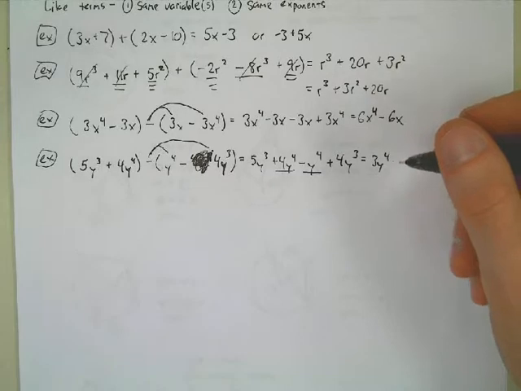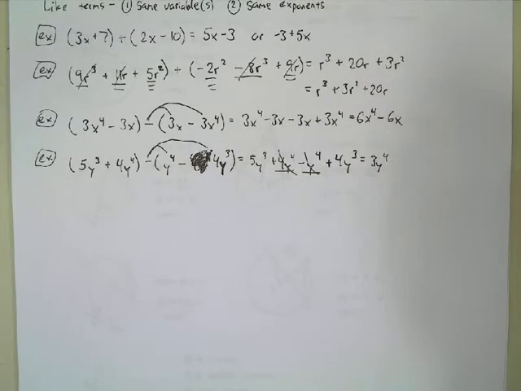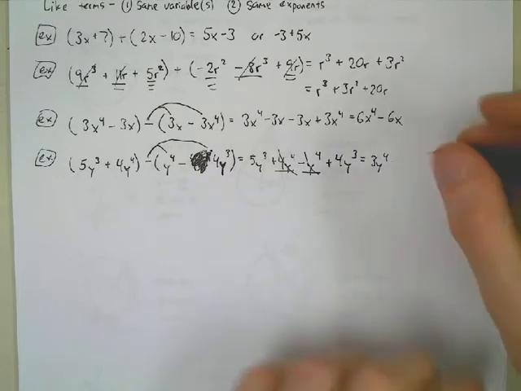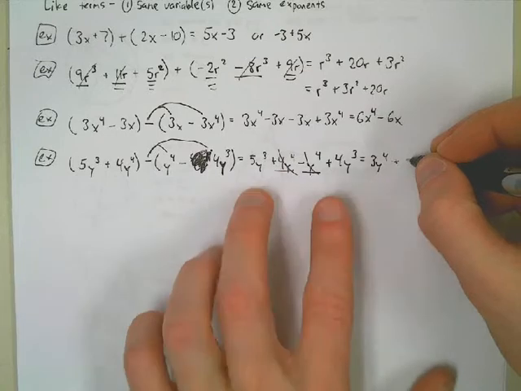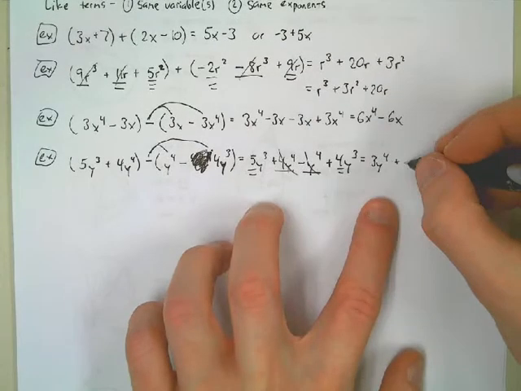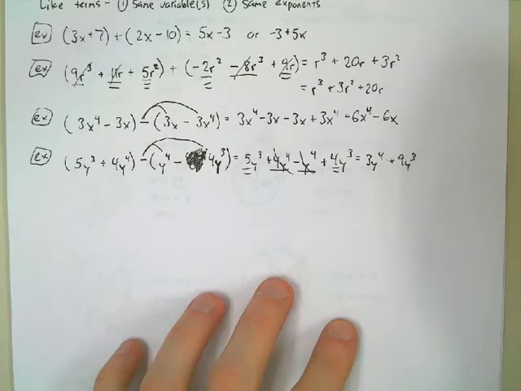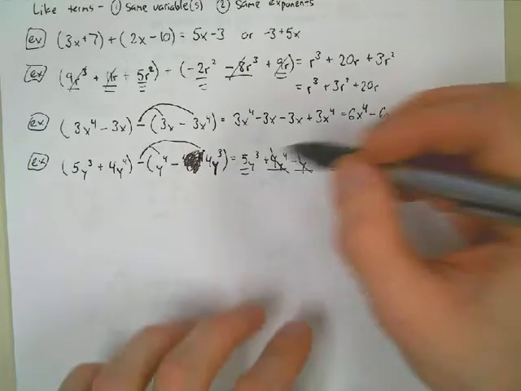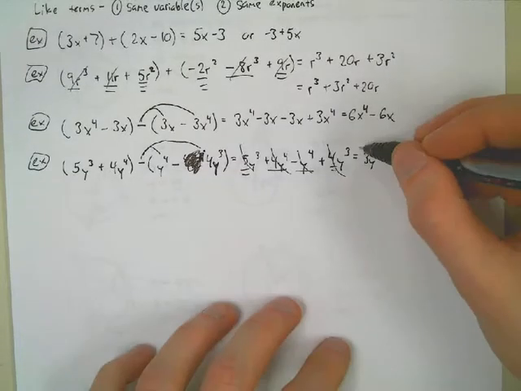Yep. Anything else to combine here? Yeah, and then you do minus y cubed plus 4y cubed. So that's 9y cubed, right? Anything else we can do here? Any more like terms? No. Yep, that's it. We're done. That's as simple as we can make it.